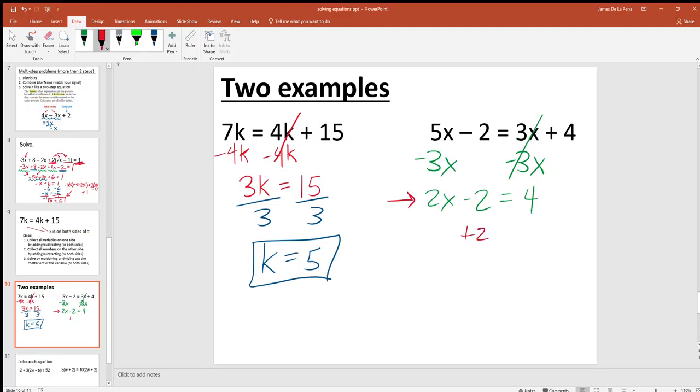So add 2, cancel that out. We'll leave us with 2x on the left. On the right we have 4 plus 2, which is 6. One last step. We have 2 times x equals 6. So cancel it out. Divide by 2, divide by 2. So x is equal to 3.